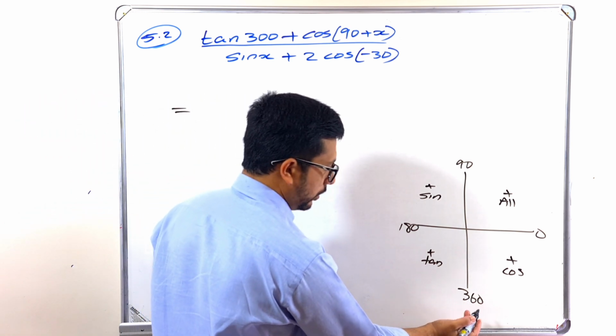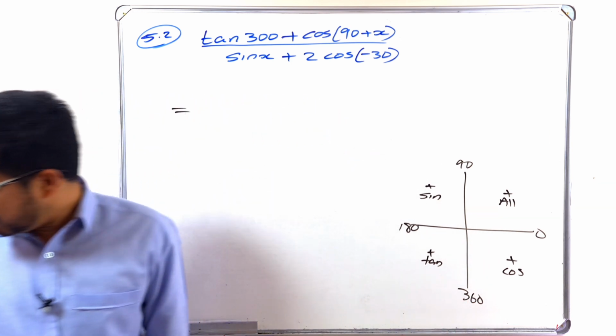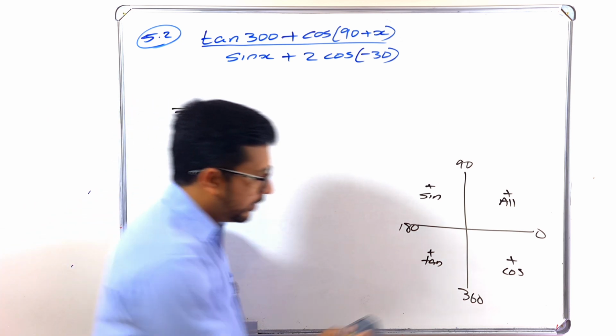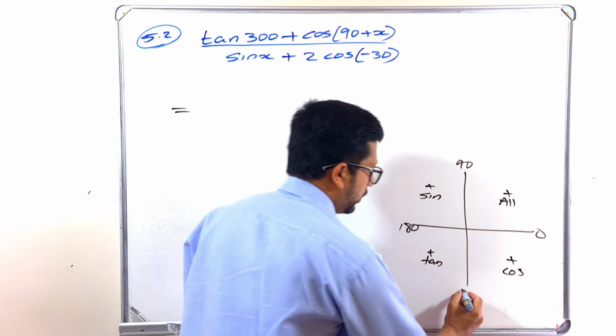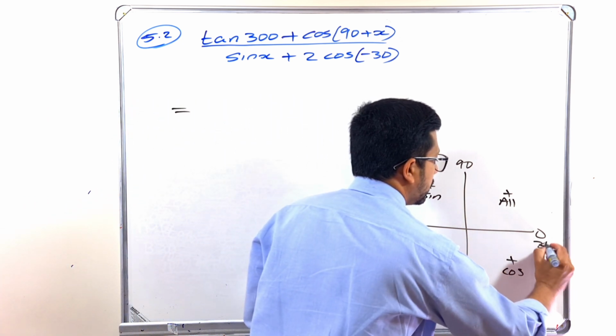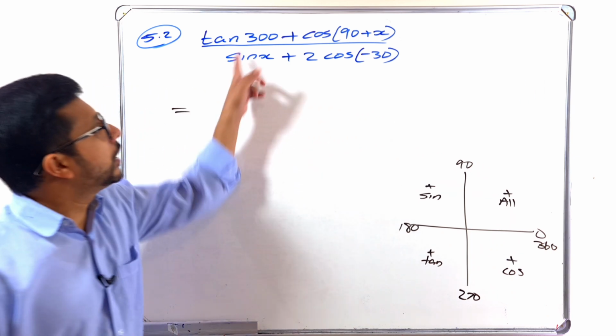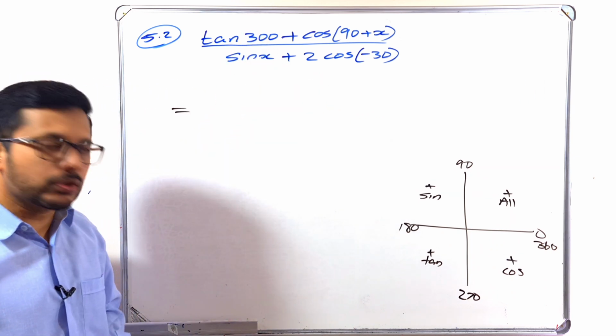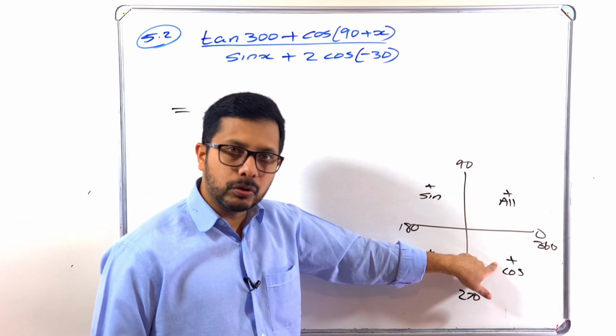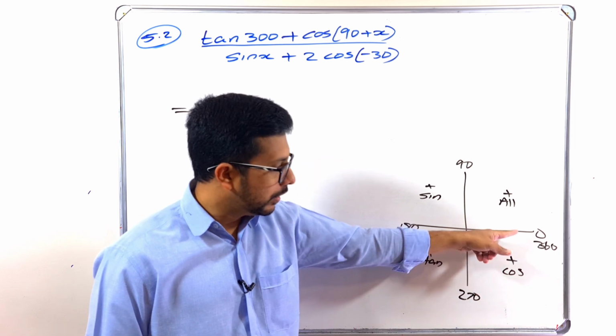300. What is this one? Sorry, 180. This is 270. Sorry guys, this is 270 and this one is 360. Okay, tan 300 is in which quadrant? On the fourth quadrant.